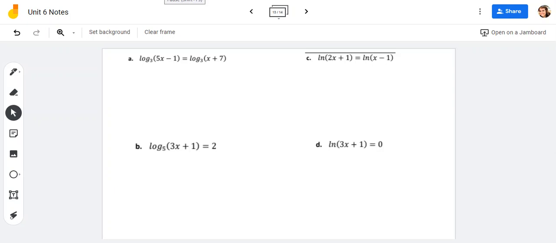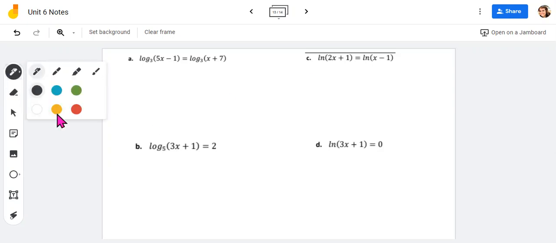All right, let's solve some log and exponential equations. Looking at these first examples, we might notice we've got log base 3 and log base 3 on each side. In example C, we have ln and ln, the natural log on each side. If we have equations with the same log and the same base on each side, we can just cancel those, and then we're just left with what is inside the function.